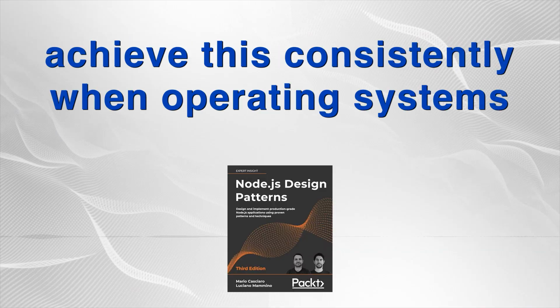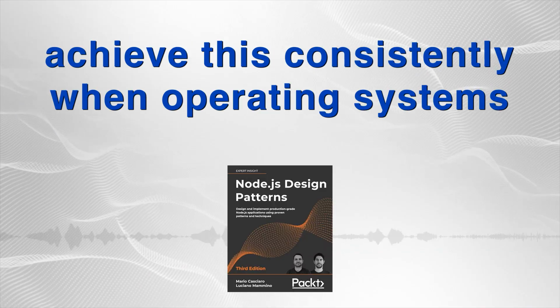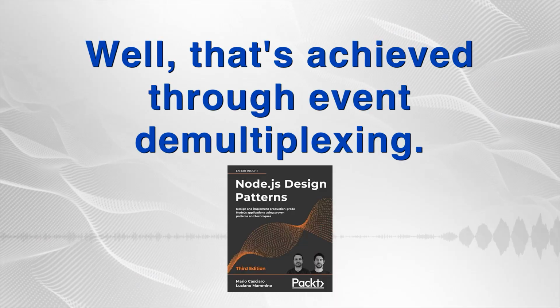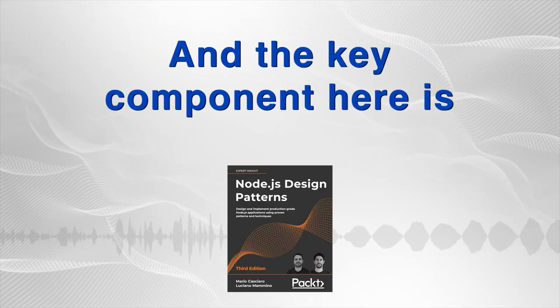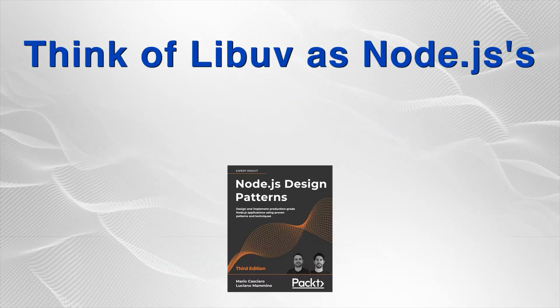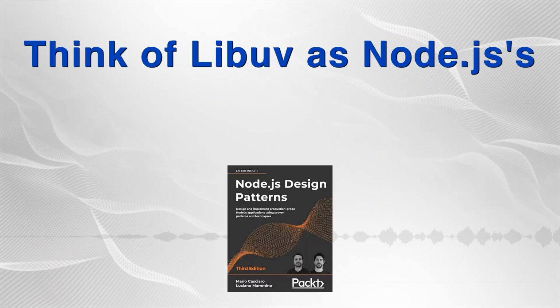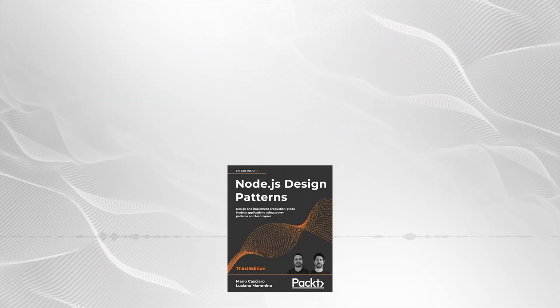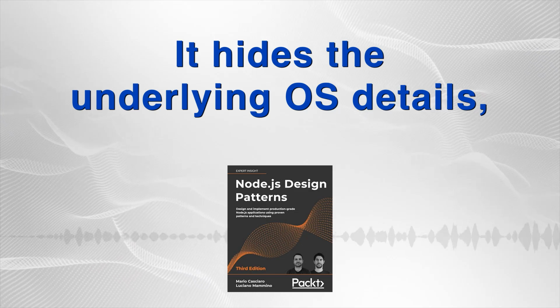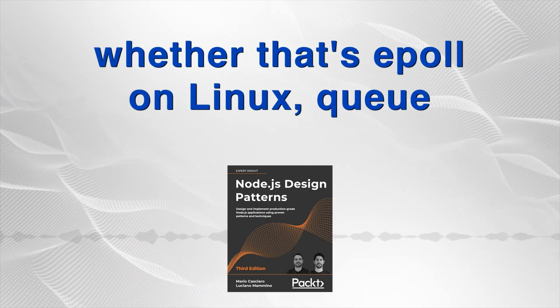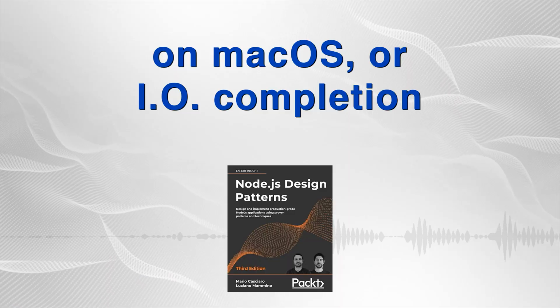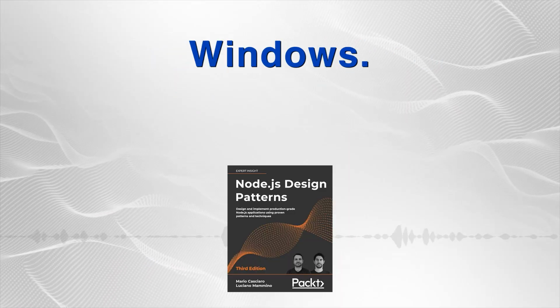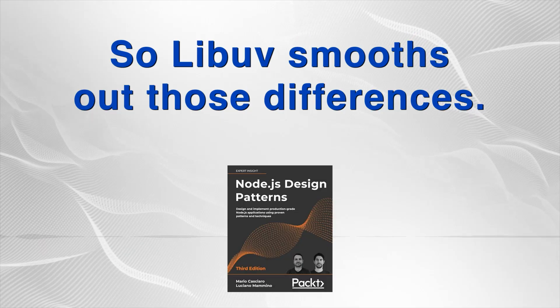But how does it achieve this consistently when operating systems handle I/O so differently? Well, that's achieved through event demultiplexing. And the key component here is libuv. Think of libuv as Node.js's cross-platform abstraction layer specifically for I/O operations. It hides the underlying OS details, whether that's epoll on Linux, kqueue on macOS, or I/O completion ports, IOCP, on Windows. So libuv smooths out those differences.